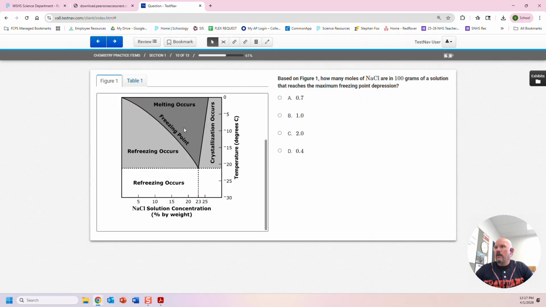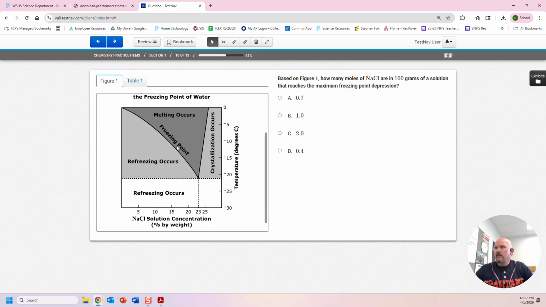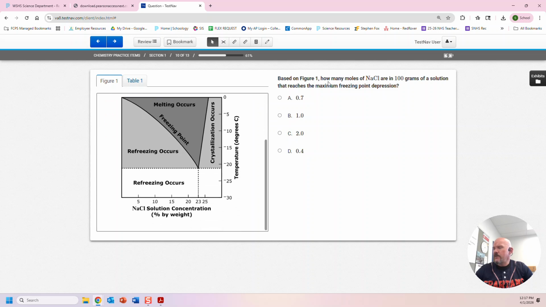So it's saying figure 1, right? And they give us the table again, or the chart. It says how many moles of NaCl are in 100 grams of a solution that reaches maximum freezing point depression? So freezing point decrease, right? So we'd have to go to our chart. The lowest freezing point is here, and it's at 23% sodium chloride by mass.